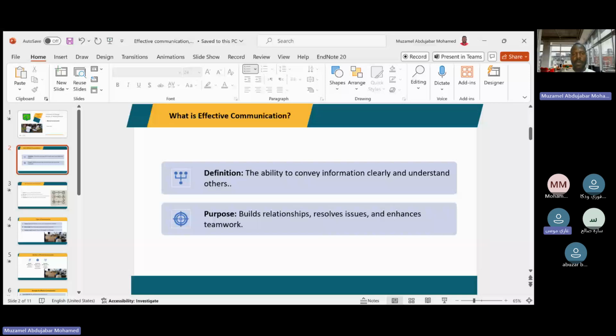Now, we have passed through the definition: the ability to convey information and let the message be clear and understandable. Secondly, the objectives of effective communication we mentioned are to build relationships with others, resolve issues, and enhance teamwork.